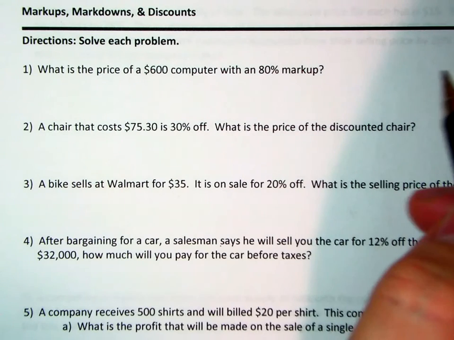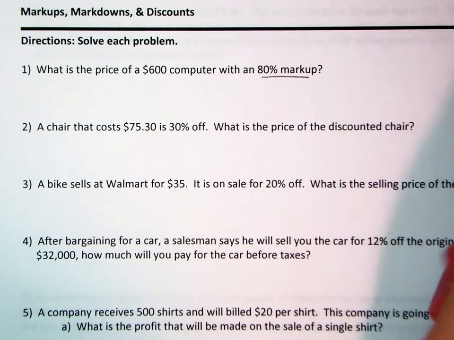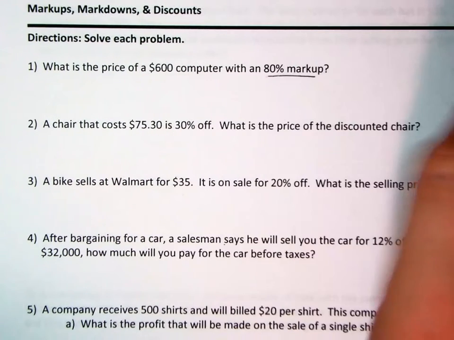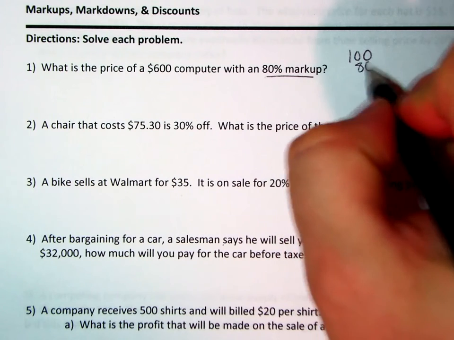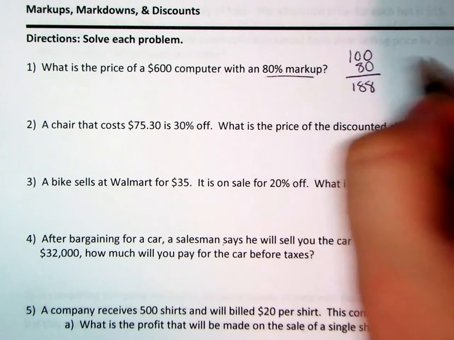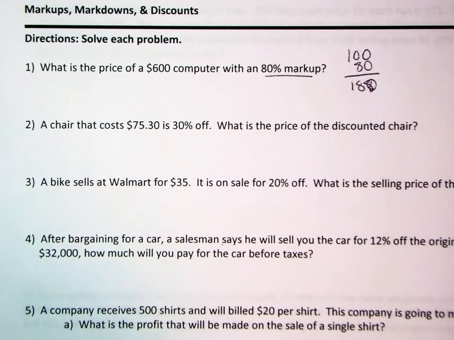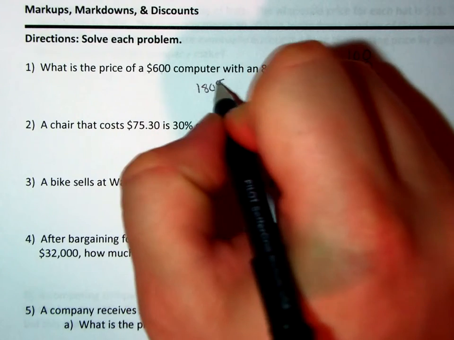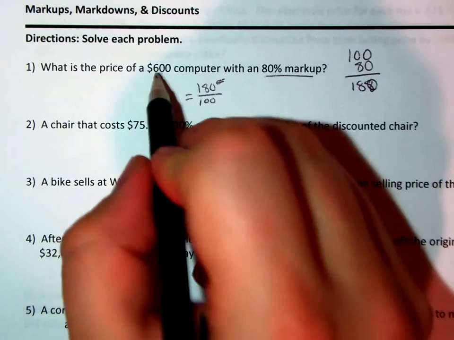So what is the price of a $600 computer with an 80% markup? Remember that 80% markup means that it is 80% in addition to the cost of the computer. So we talked about adding 100% plus 80% to determine that we are trying to figure out what 180% of the price of the computer is. Well, now I have some is and of statements that I can work with. 180%, I don't need the percent sign anymore, over 100 of the price of the computer.